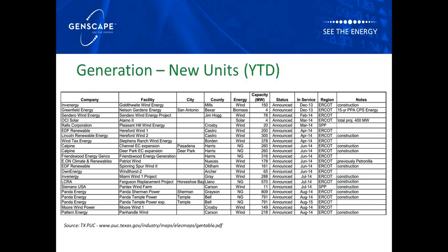As we take a look at new generators that came online and are scheduled to come online year to date, you can see there's a variety of fuel types, obviously mostly gas and wind. I want to point your attention to 3 that we're going to be talking about in just a couple of minutes. And that's the Ferguson replacement project by LCRA, as well as the Panda Sherman and Temple Phase 1 projects that are being done by Panda Energy.